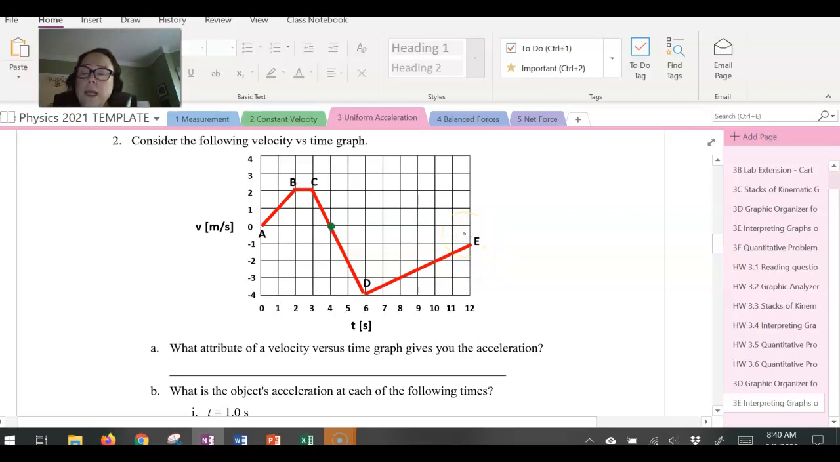Okay, so what attribute of the velocity versus time graph gives us the acceleration? It's the slope.